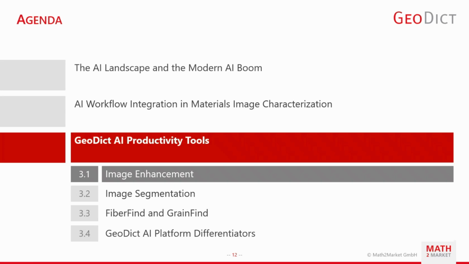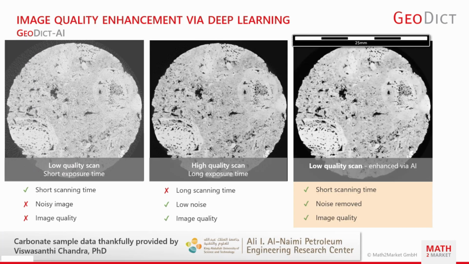Now, for image enhancement, here what we're looking at is the idea of image quality enhancement, again, via deep learning. These data come from Viswasanthi Chandra down at King Abdullah University of Science and Technology. These are images of X-ray CT of carbonate plugs. The dream is to have high quality imaging and high productivity. We could always put a sample in the imaging instrument and image it for 24 hours, but that really limits our productivity. What we want is high quality and we want fast.